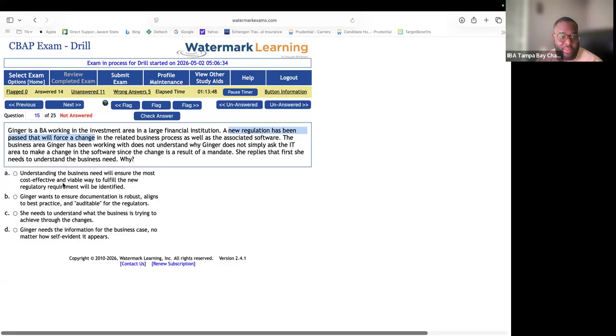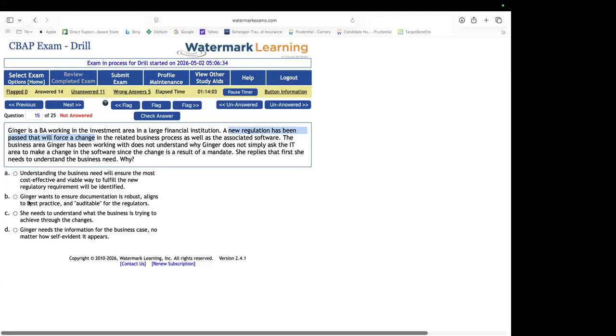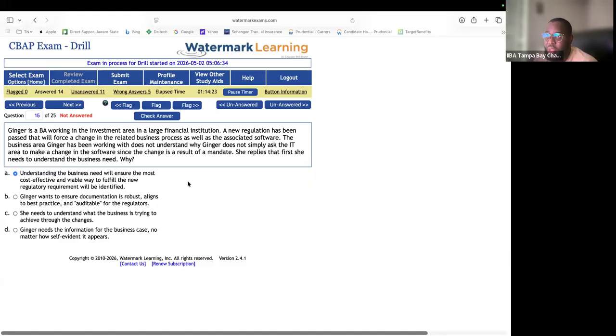So, can we decide between A and B? B said Ginger wants to ensure documentation is robust, aligned to best practices, and auditable for the regulators. Yes, it's important to do that, B, but I believe A actually responds to the previous question as well, about feasibility. Understanding the business need is first and foremost. I tend to believe that as well.